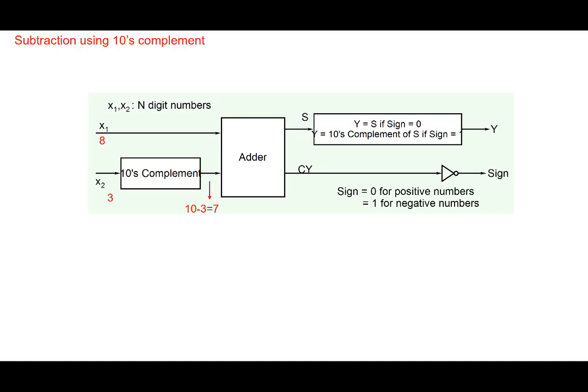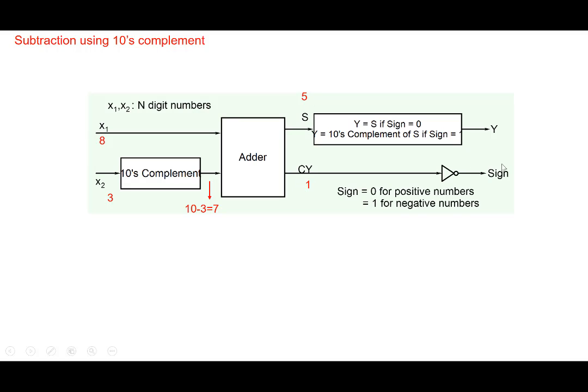So instead of subtracting 3 from 8, where we know the answer is 5, what we are saying is you take a tens complement of 3, which is 7, then you add up these two. So 8 plus 7. Because it's a one-digit number, when we add 8 plus 7 we get 15, so carry is 1 and this is 5, right?